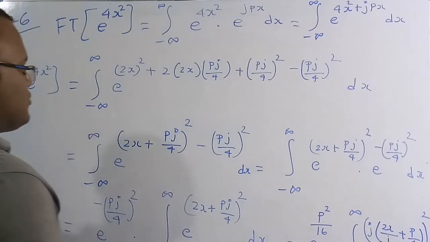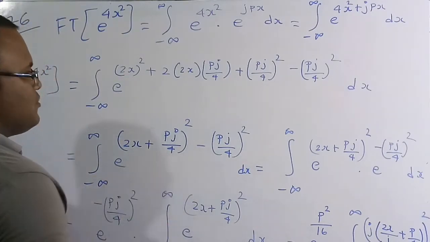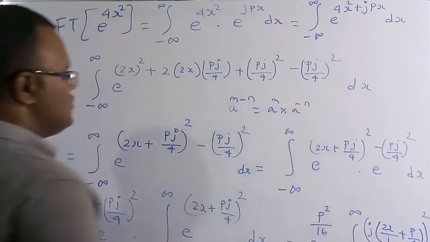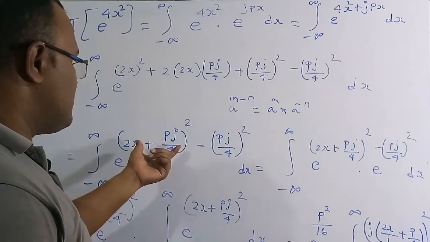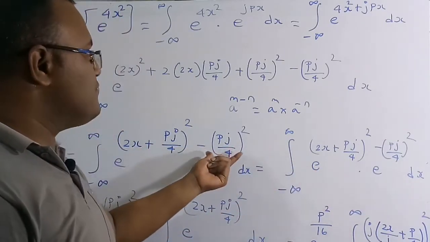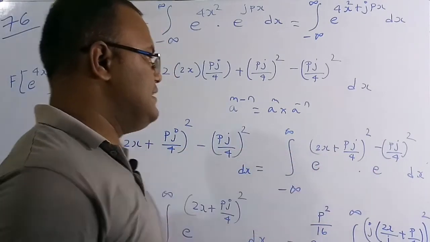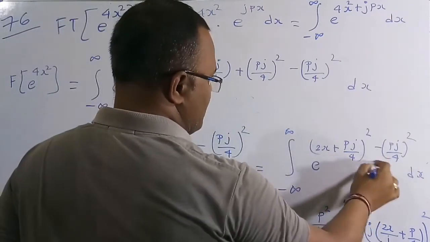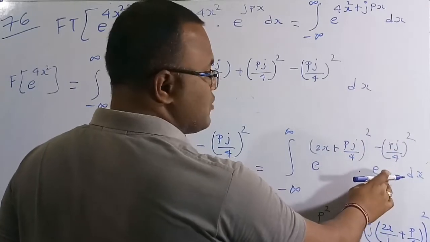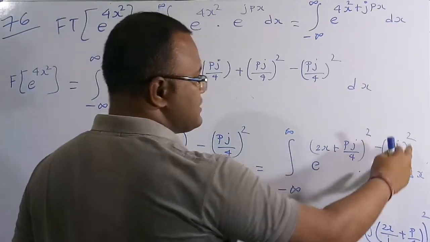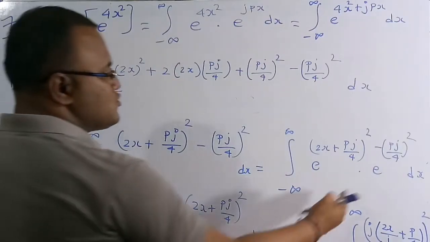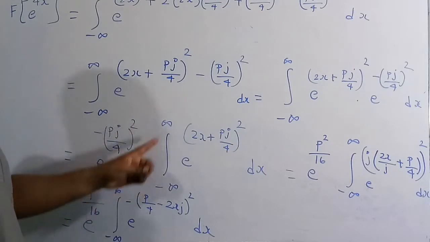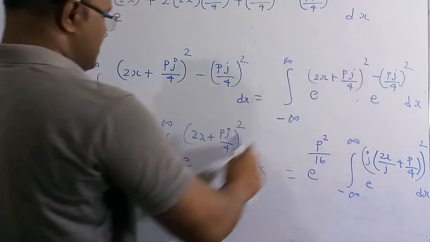Now e to the power of m minus n is equal to e to the power of m into e to the power of minus n. By this formula, e to the power of this power into e to the power of negative of this power, the same thing I did here. You can clearly see that e to the power of minus pj by 4 whole square is independent of x. So it is simply a constant value, and we can take it outside the integration. So e to the power of minus pj by 4 whole square, into the integration of the remaining part.